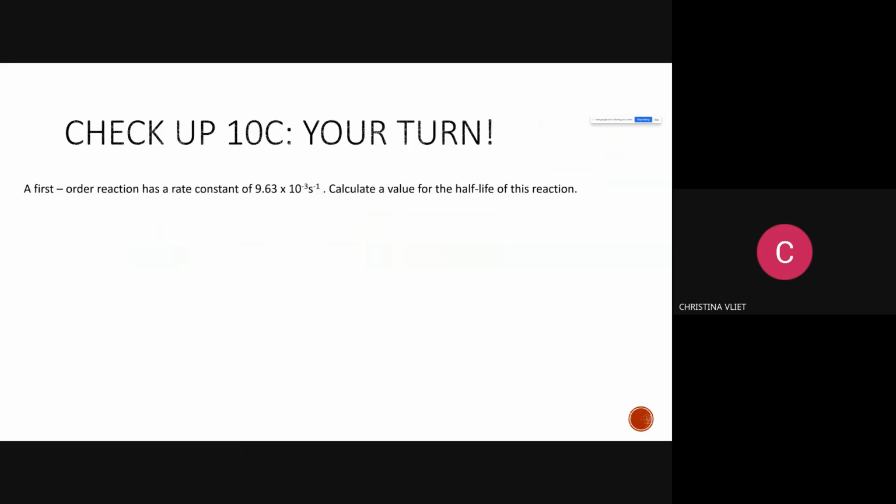Last question. A first order reaction has a rate constant of the following. Can you find the half-life? First of all, you need the formula. So the formula is t1/2 equals 0.693 divided by K. This time they gave you the K. So you just plug in 9.63 times 10 to the negative 3. So t1/2 equals 0.693 divided by 9.63 times 10 to the negative 3.